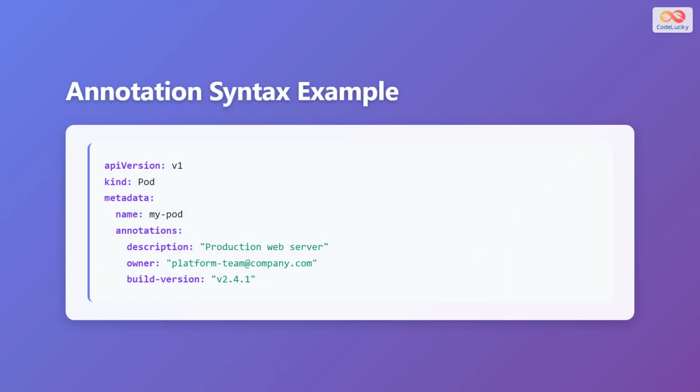Here's a practical example of how to add annotations to a pod. In the metadata section, you define an annotations field. Each annotation is a key-value pair. In this example, we have a description annotation set to production web server, an owner annotation with the team's email address, and a build version annotation tracking the deployed version. Notice how the syntax is similar to labels, but the purpose is fundamentally different.